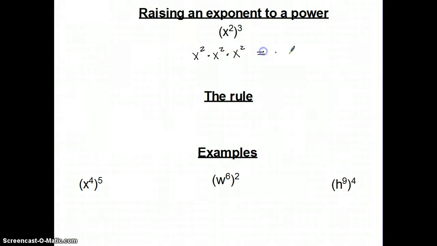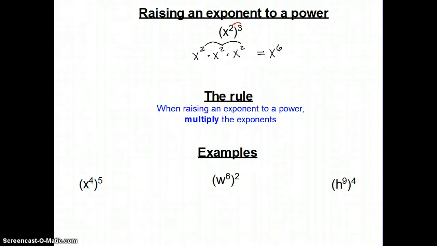So all we do, since they have the same base, is add those exponents together. 2 plus 2 plus 2 gives me x to the 6th power. Well, if you notice, 6 is simply 2 times 3. We added 2 3 times, giving us the 6. So that brings us to our rule. When raising an exponent to a power, you simply multiply the exponents.